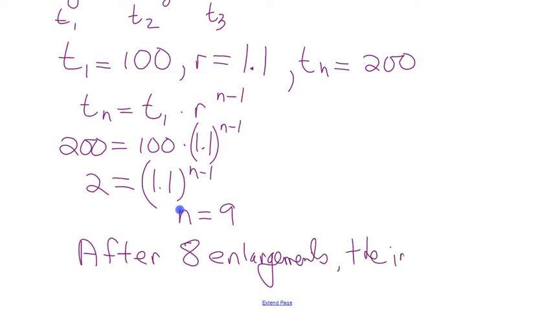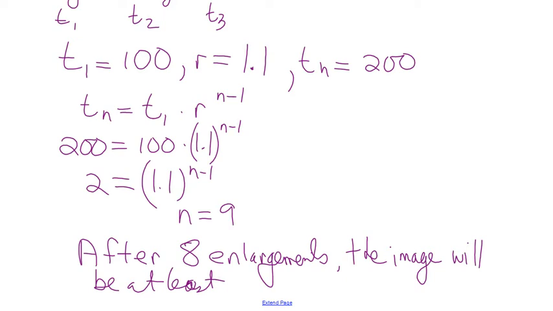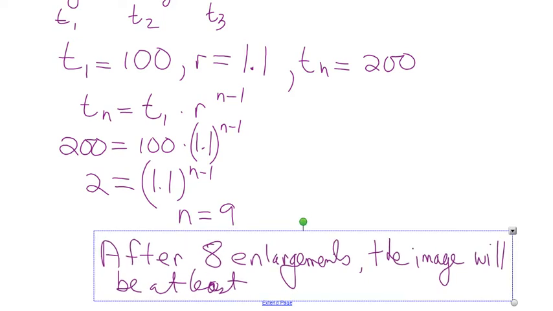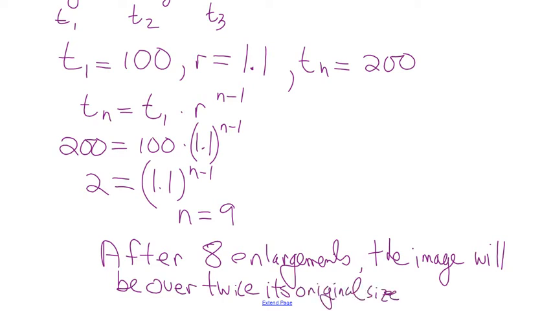the image will be at least twice its size, right? Which I think is what it's trying to say. Be over, well, be at least, be over, let's say over then. Will be over twice its original size. Okay, questions?